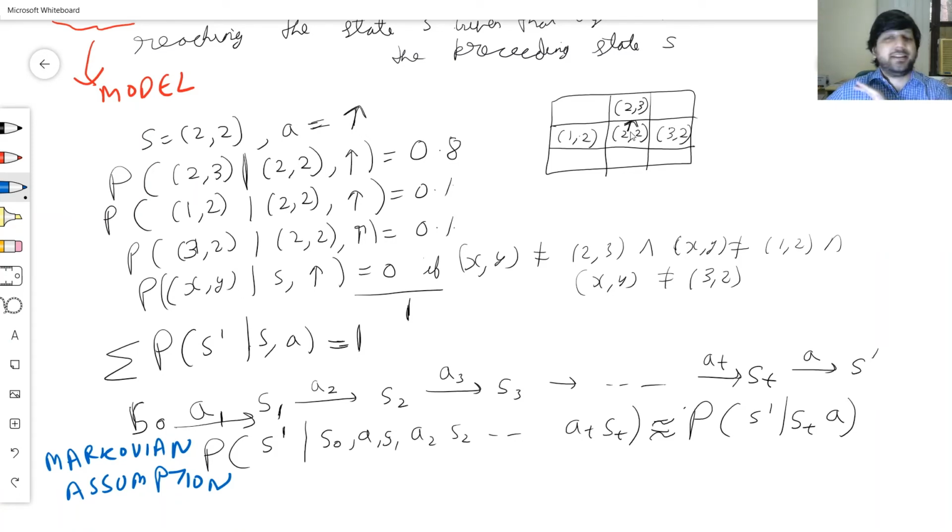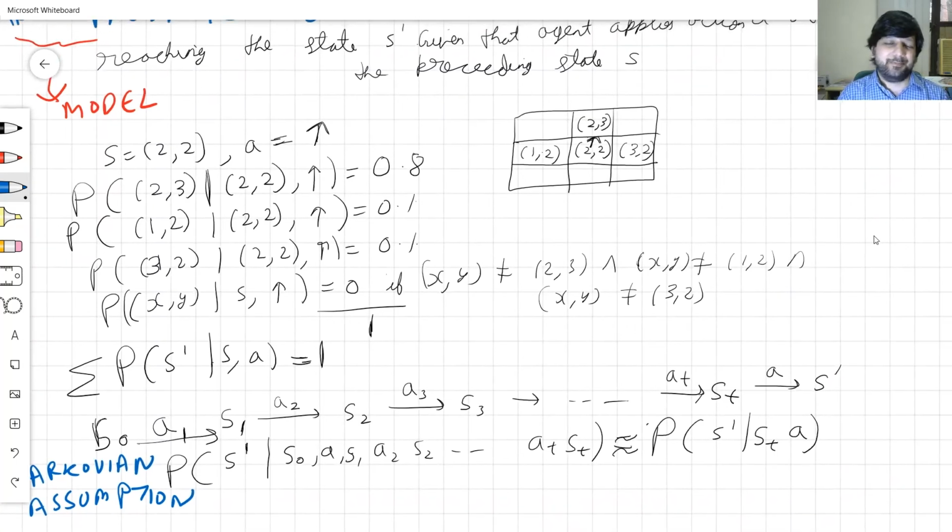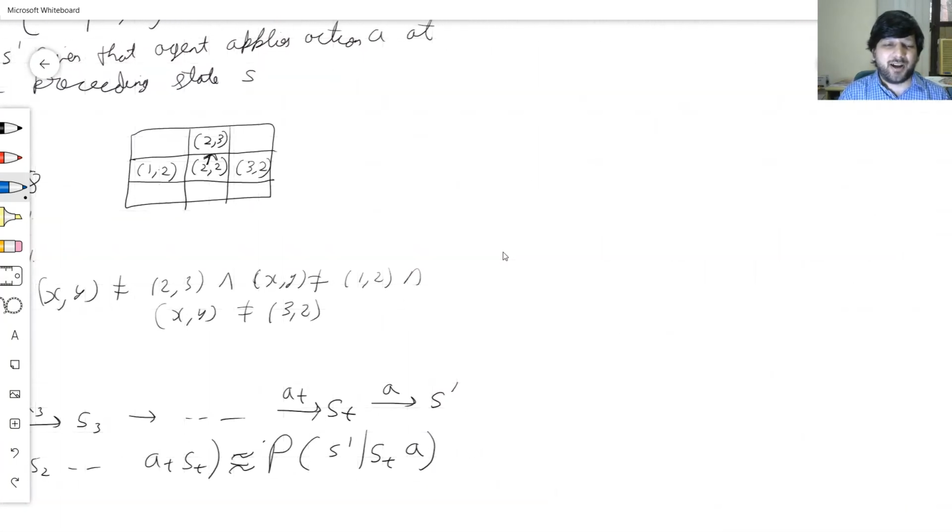It does not depend on how did you reach this particular state, and that is what is called the Markovian assumption. So the probability of going to 2 3 from 2 2, given the action up was applied, is only dependent on 2 2 and up. It's not dependent on how did you reach 2 2. Histories don't matter. I do this, otherwise it will become a computationally extremely difficult problem to solve.